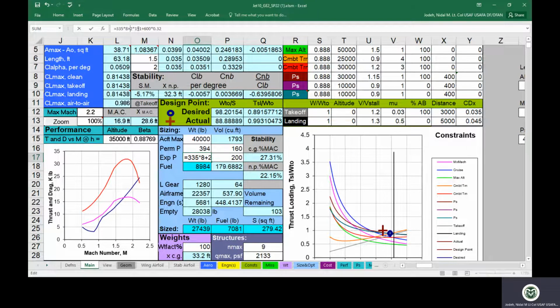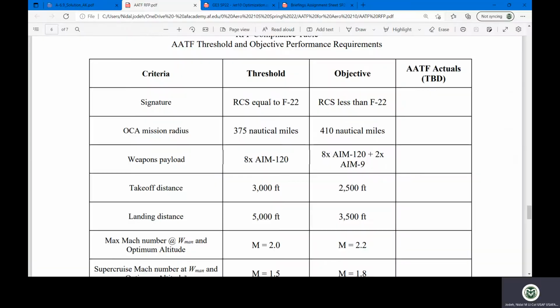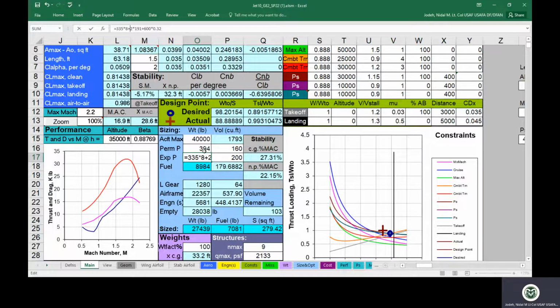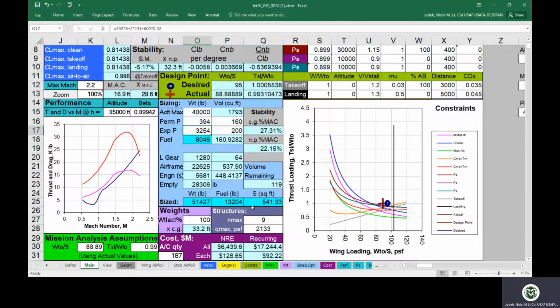What is this 2 times 191? Well, that is the AIM-9 missiles, which are right here. This spreadsheet has the AIM-9s already pre-programmed in, and then 600 rounds times 0.32 pounds per round for weight. We'll just leave that at that. You can adjust that as you'd see fit, whether you want to go for the objective or the threshold. It doesn't change much, but you should know that that needs to be corrected.